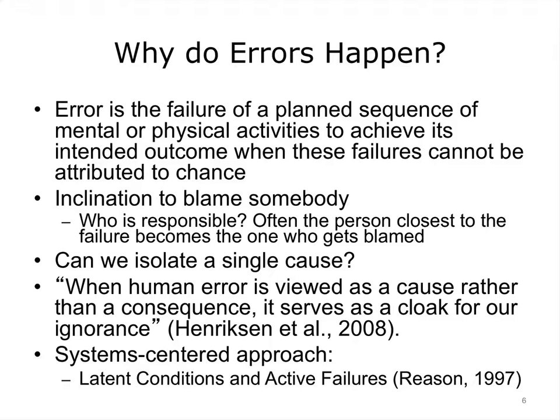We have established that errors are a matter of serious concern. Let's take a step back and analyze the nature of errors. According to one of the pioneers in this field, James Reason, error is the failure of a planned sequence of mental or physical activities to achieve its intended outcome when these failures cannot be attributed to chance. Too often the term human error connotes blame and a search for the guilty culprits, suggesting some sort of human deficiency or irresponsible behavior. Often we cannot isolate a single cause. Human factors researchers emphasize the need for a systems-centered approach.